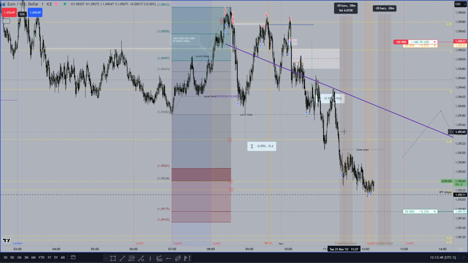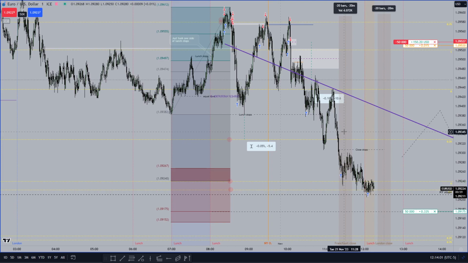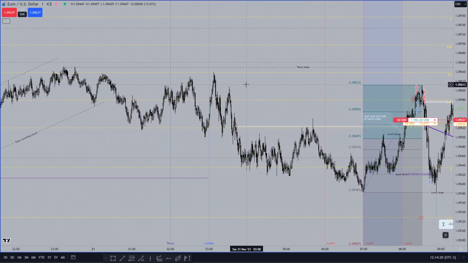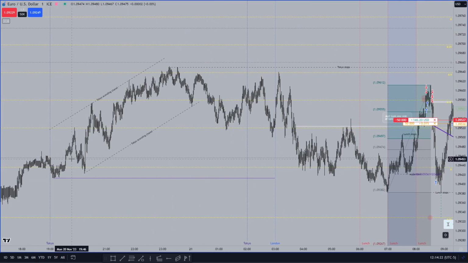Okay, so I just want to explain the daily profile of today's trading day in the Euro USD. Well, I would like to introduce some concepts that I'm going to talk about today in order to make this entry. So first of all, we begin the day with an ascending channel in Tokyo.